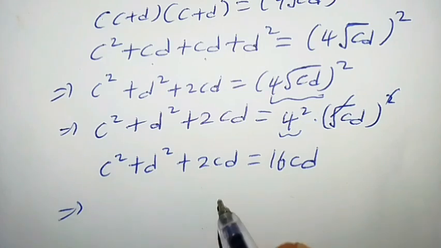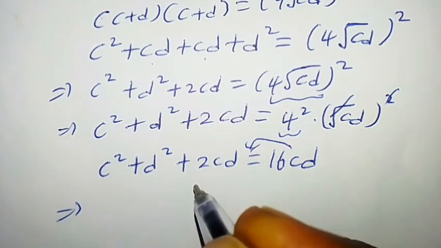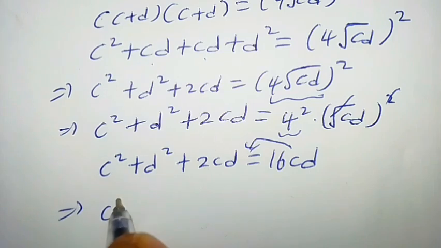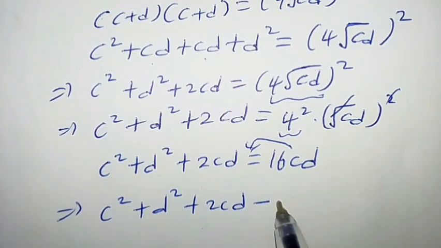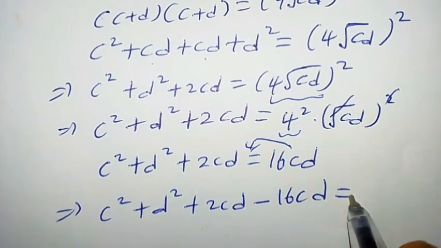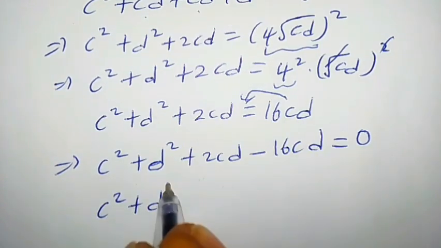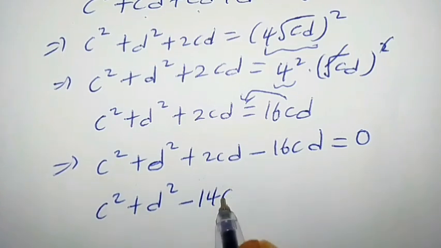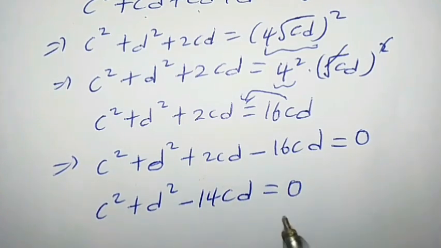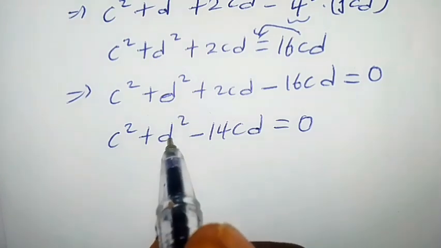This implies that the next step now is to transfer 16CD to the left side. Doing that, we are going to have C squared plus D squared plus 2CD minus 16CD equal to 0. So C squared plus D squared, 2CD minus 16CD, that is negative 14CD, equal to 0. The next step now is to divide both sides of this equation by D squared.